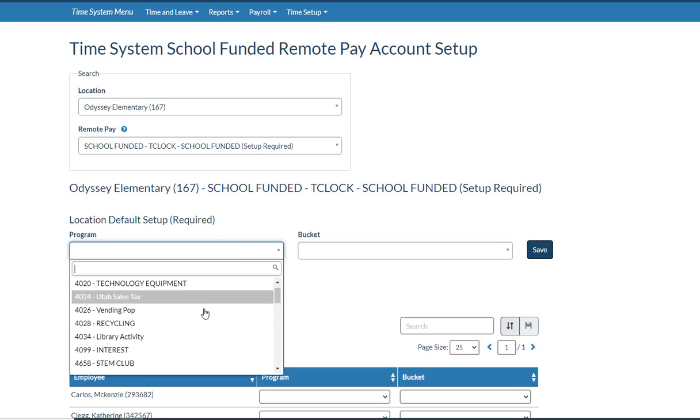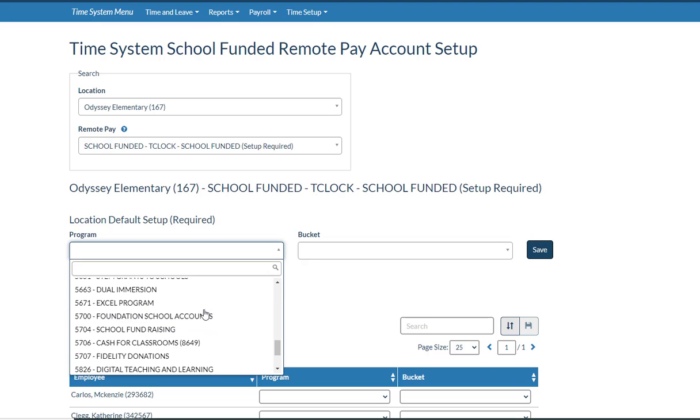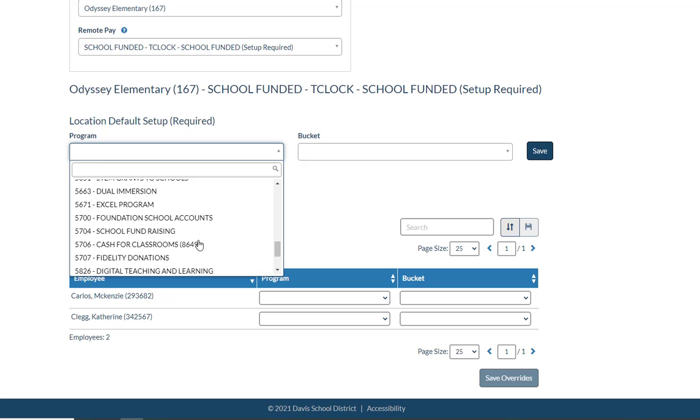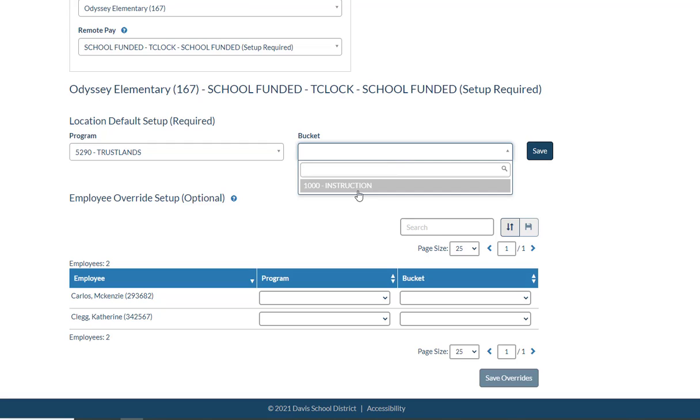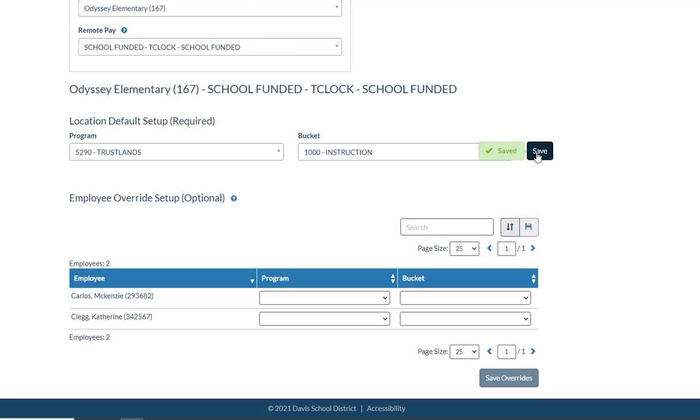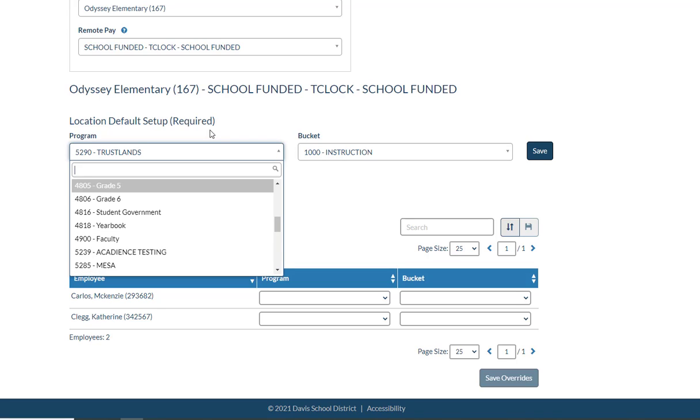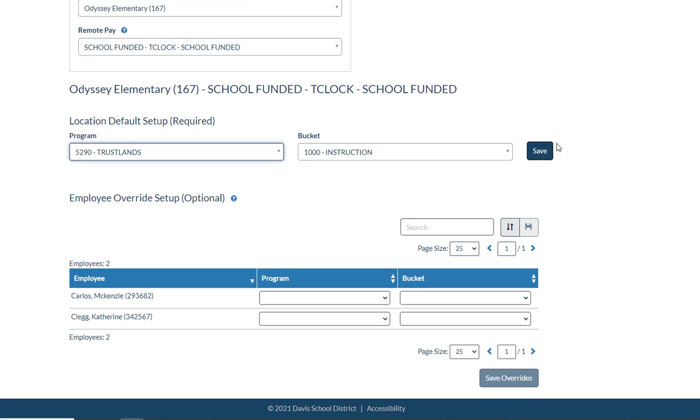Odyssey Elementary wants their school funded to be out of trust lands. So we're going to go here to find trust lands, and then we're going to do 1,000, and then click Save. That can be whatever account you want to set that up as. That is just what that school chose. Once that is done, you can see that T-Clock school funded, the Setup Required goes away. So that's no longer required anymore. If they change their mind and want to change that to something else, they can always do that here and then save that again.